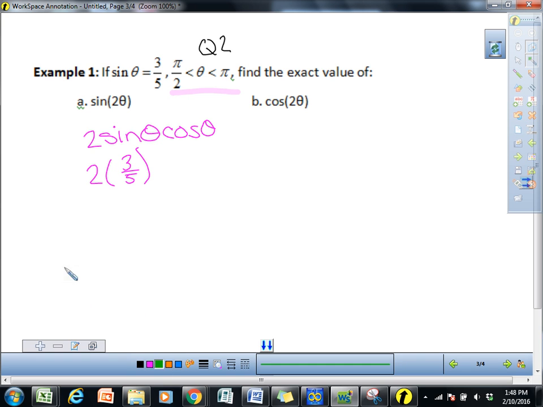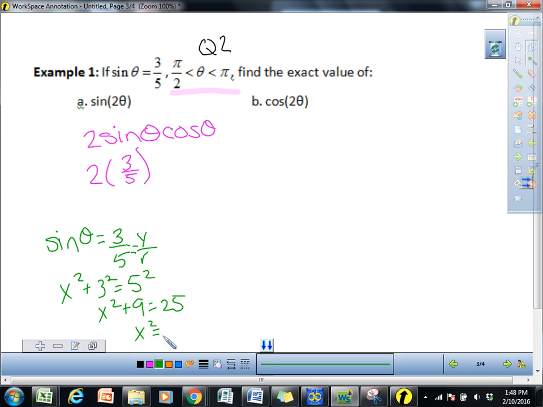In order to do that, I can use my x, y, and r formula. So sine theta is 3/5, or the same as y over r. So Pythagorean theorem, x squared plus 3 squared equals 5 squared. So x squared plus 9 equals 25. X squared equals 16. So x equals 4.